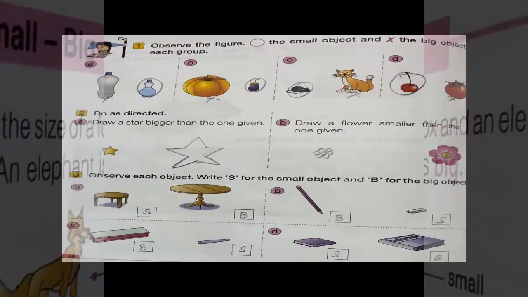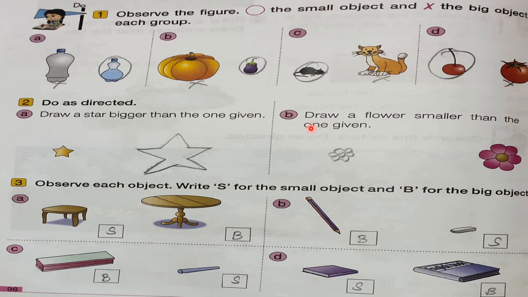Next. Here is some activity for you, children. You have to do this. Observe the figure. Circle the small object and cross the big object in each group. What should you do? They have given some figures, and you have to circle the small one. They have told us to circle the small one. What is this? These are two water bottles.